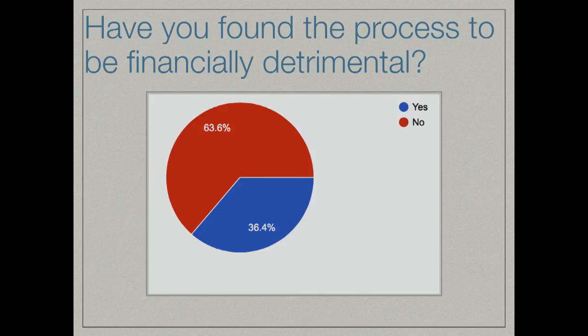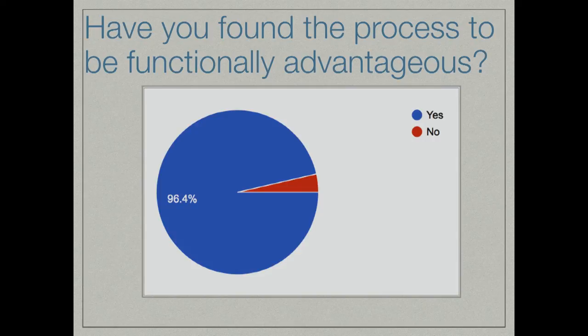Have you found the process to be functionally advantageous? And 96%, that's pretty awesome. I showed this to Tim Priffitt, the guy who runs Two Canoes. He was very impressed with this statistic. He thought this was very significant. People still feel it to be functionally advantageous.